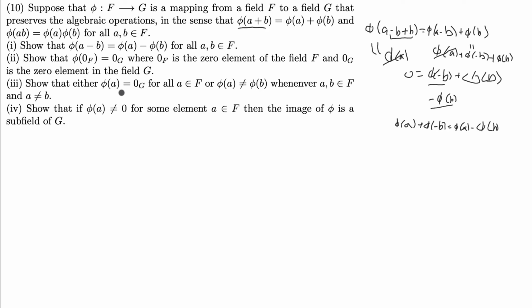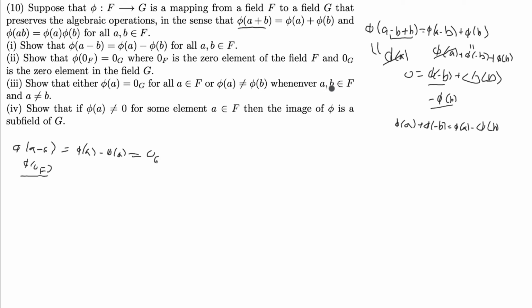Now for 2, let's simply use our previous result from 1, and let's consider phi of a minus a. In one sense, this is just phi of 0 with respect to the field F. In another sense, we apply our result from 1, and we get phi of a minus phi of a. These are two elements in G, so an element minus itself is going to be equal to 0 with respect to G, and we're done. We have phi of 0 with respect to the field F is equal to 0 with respect to the field G.